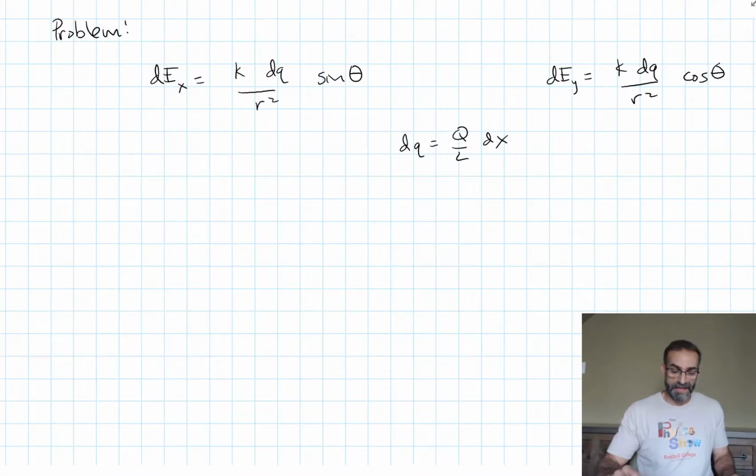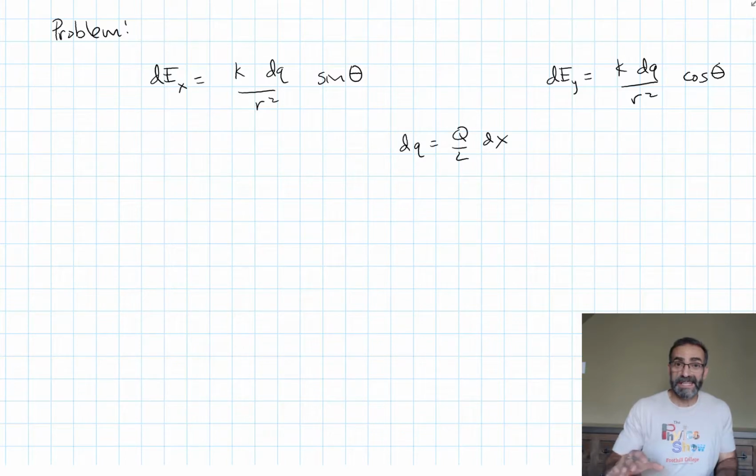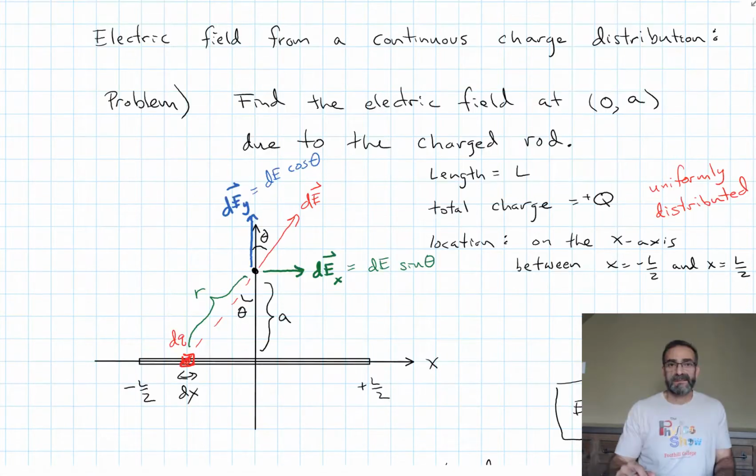This is where we left off. We figured out that dq was Q over L times dx. So we're going to plug that in, and we're going to go through and solve for the x component of the electric field and for the y component of the electric field. But before we do that, let's look at the problem again. Maybe we already know one of the answers. Do we know one of the components of the electric field already?